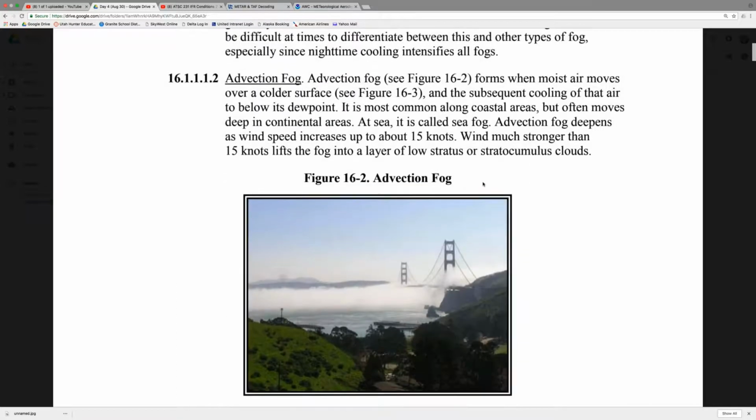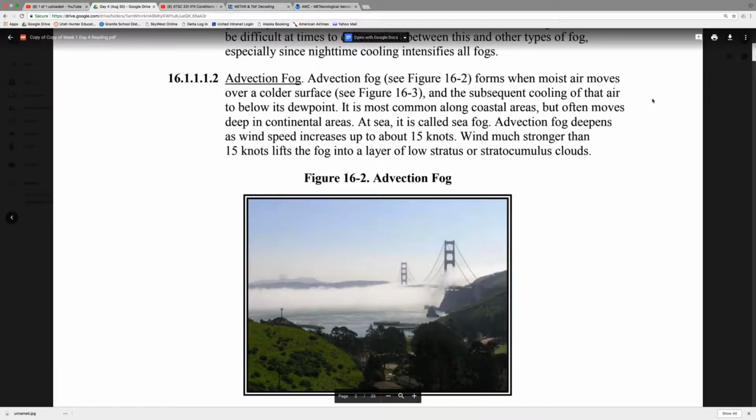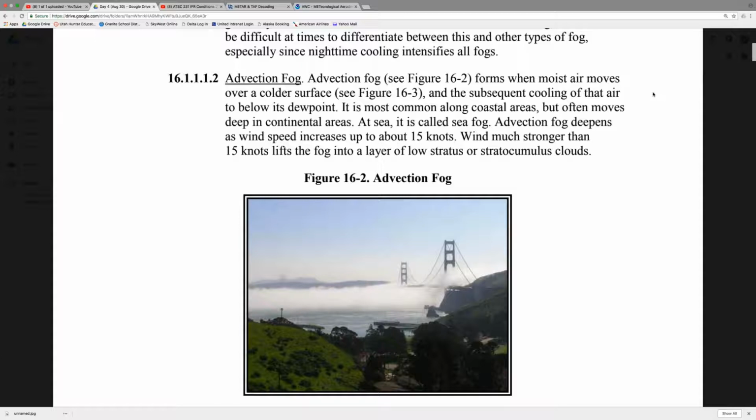Advection fog, this is the type of fog we see in the Bay, San Francisco, like every single day during the winter and spring.